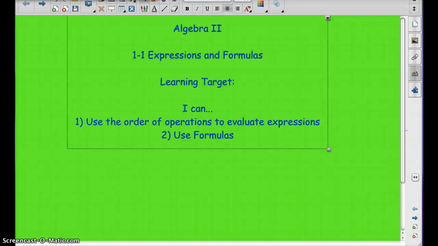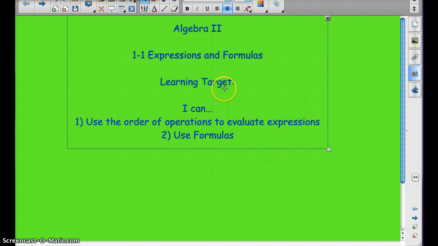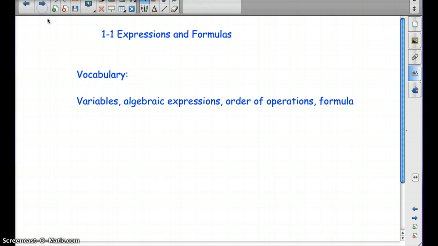Hello, Algebra 2 students. We are going to talk about expressions and formulas, and we're going to use order of operations to evaluate those expressions, and we're going to use formulas as well. So a few vocab words, if you want to write these down. I'm not going to write out the definitions, but you can find them on page 5, and formula you can find on page 6. I'll give a quick rundown of what these are.